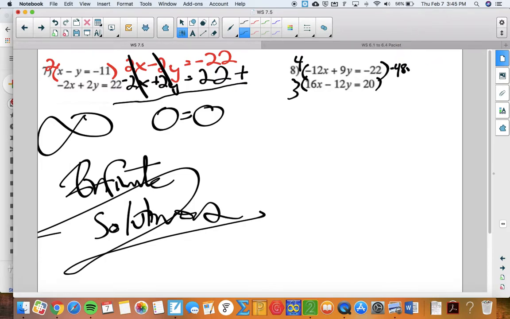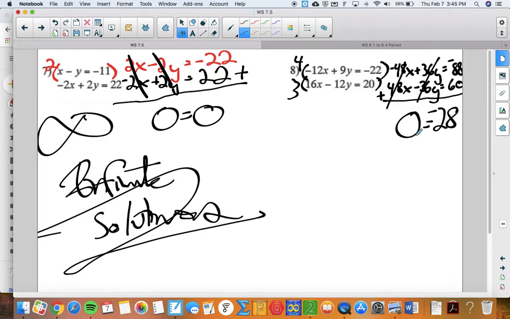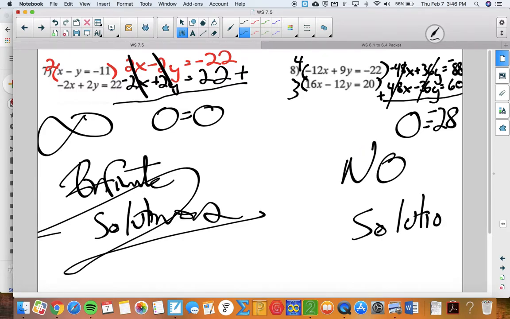Negative 48x, I'm worried about space here. Positive 36y equals negative 88. On the bottom, 48x, negative 36y, 60. I have opposite x's, although I was actually just trying to get opposite y's, which I did successfully do. The x's are eliminated, the y's are eliminated. I have 0 on the left. I have negative 28 on the right. Those are not equal. It's a false statement, so there are no solutions to this system of equations.